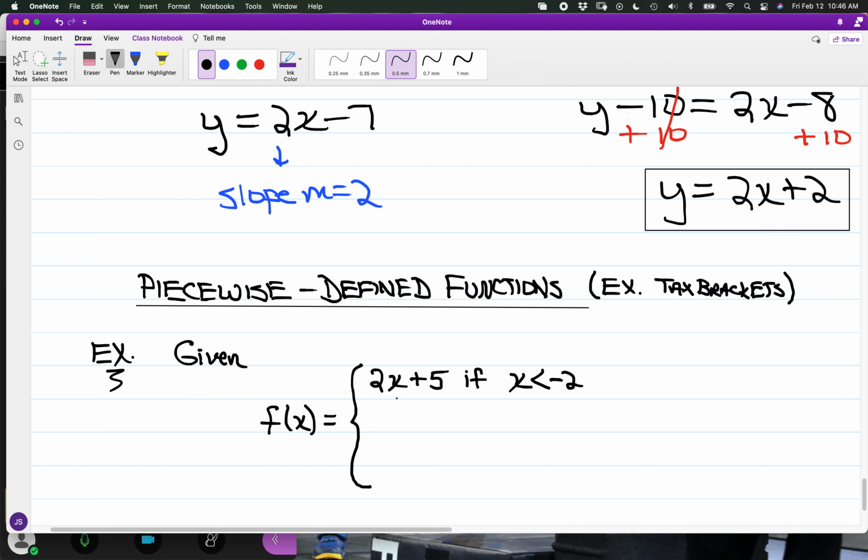And let's say that we can also have f of x equal to 3x squared if we have a different set of x values, say negative 2 is less than or equal to x is less than 5. And for any other set of values of x, we say that y is equal to f of x is equal to 3x plus 4, if x is greater than or equal to 5.